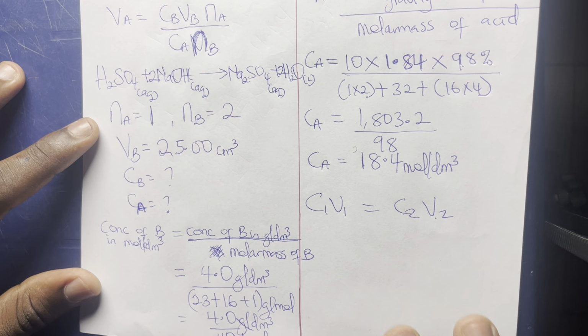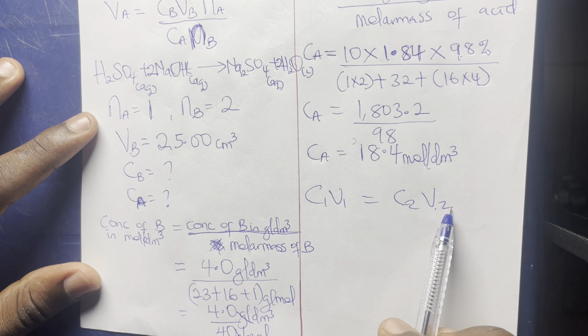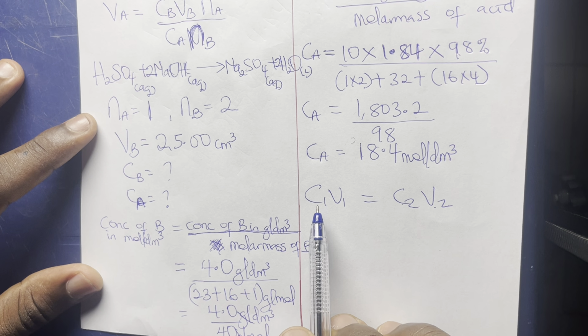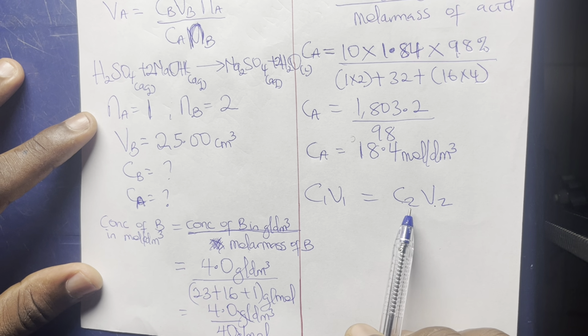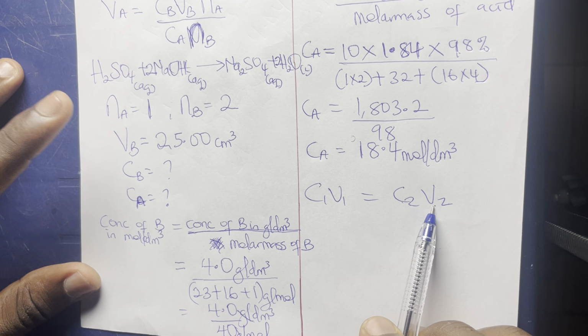Alright, so let's continue this video. We said our C1V1 is equal to C2V2. C1 is the initial concentration, while V1 is the initial volume, C2 is the final concentration, and V2 is the final volume.